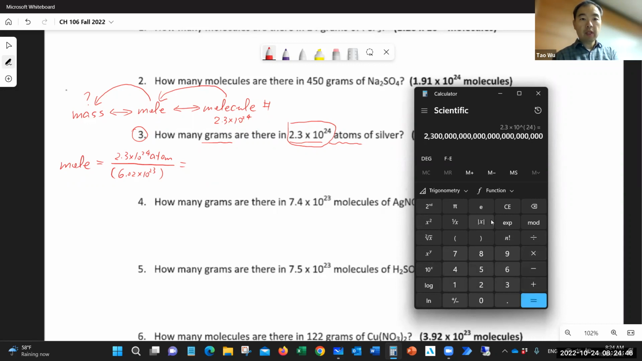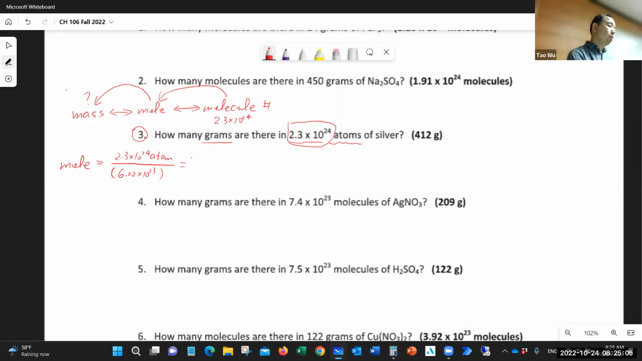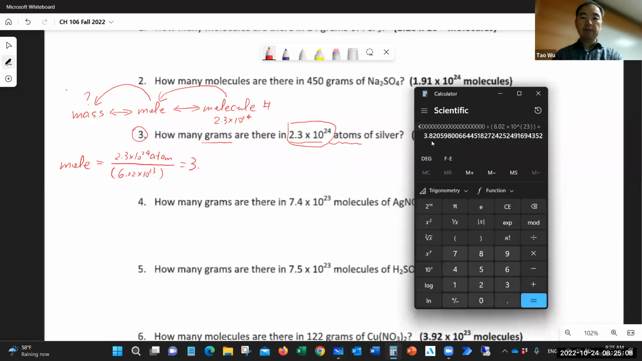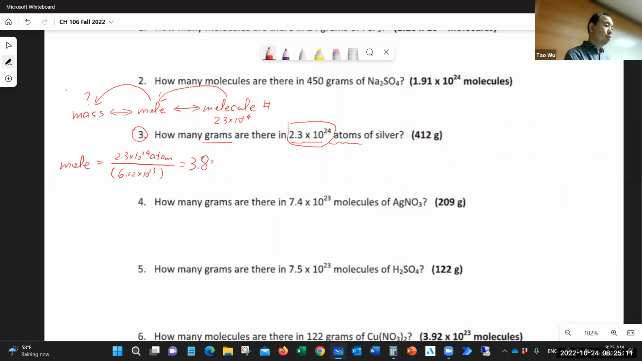So this is 2.3 times 10 to the 24th divided by 6.02 times 10 to the 23rd. So now we got this number, 3.8206. This is in mole, because the molecule number is divided by Avogadro's number. So we got a mole. Okay, so this is the first step. We got a mole.